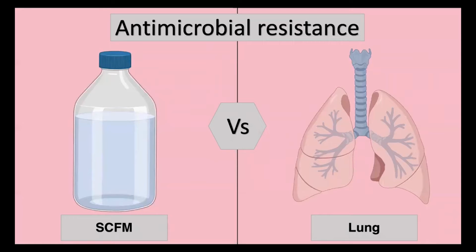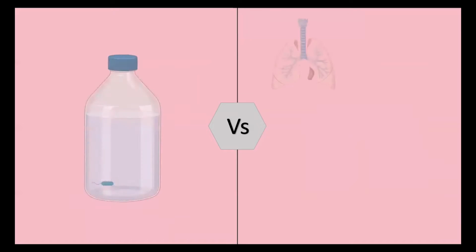We wanted to test the antimicrobial resistance of Pseudomonas aeruginosa when grown in two different environments, which were a synthetic cystic fibrosis media seen on the left and an ex vivo pig lung model on the right, which allows for the formation of biofilms. We grew two strains of Pseudomonas aeruginosa, PA14 and LesB58, in both environments.